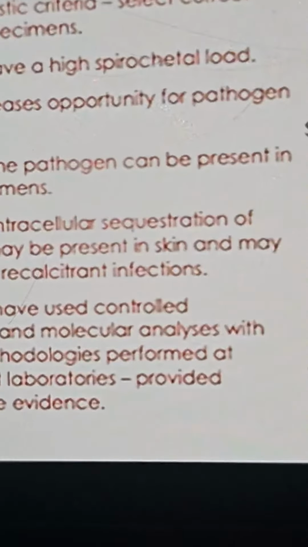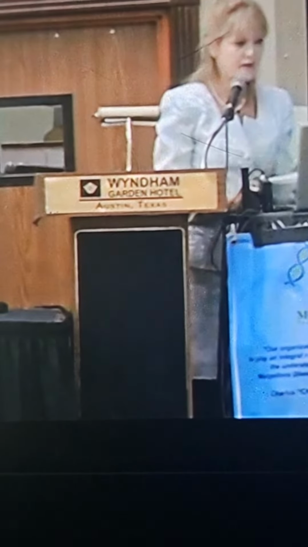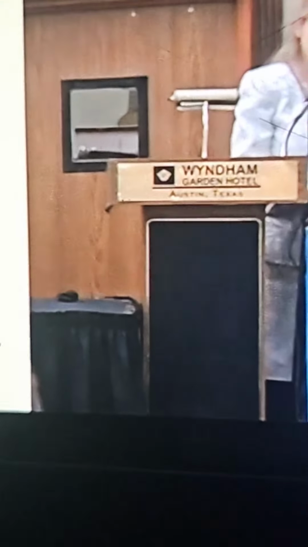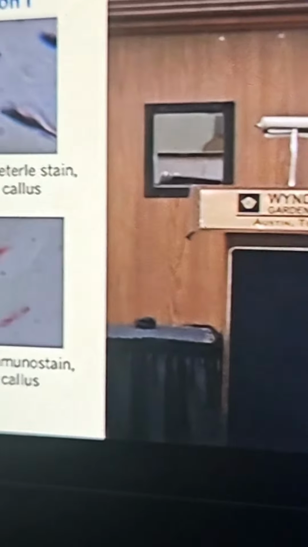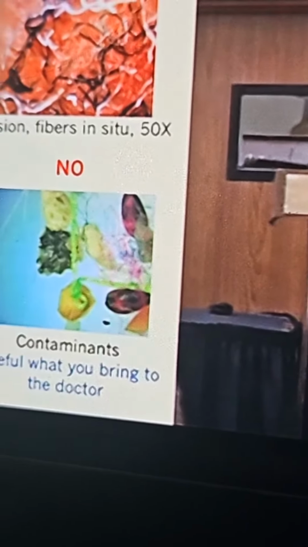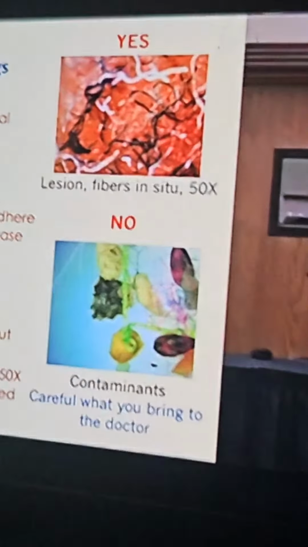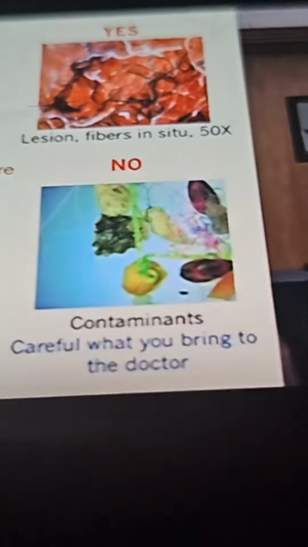So, for patients and doctors, you should be aware that for fiber composition studies, fibers embedded in skin need to be collected, not environmental specimens. So if you look at loose fibers, it's usually going to be an environmental contaminant. And unfortunately, I think that's what happened in the CDC studies when they found cotton. And it's really important to remember that these lesions are sticky, and artifacts can attach to it.